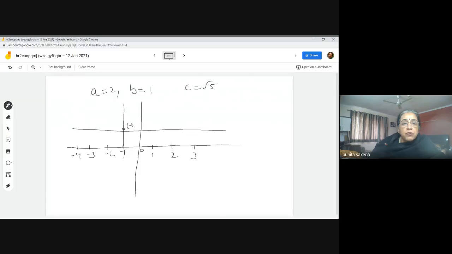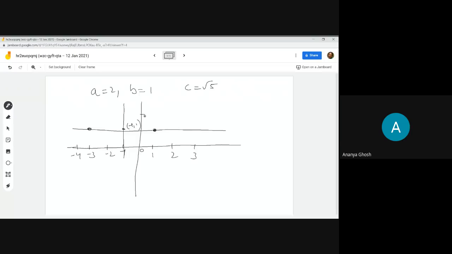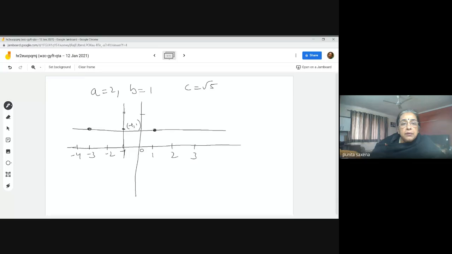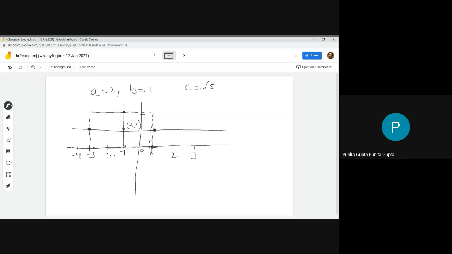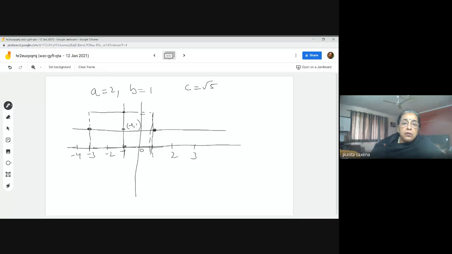So this point was -1, 1. So you have 2 units here and 2 units here. That means you are here. And then 1 unit up and down. So this point and this point. So this is how we are going to complete the box. This will be the box. Now, this will be your first asymptote.